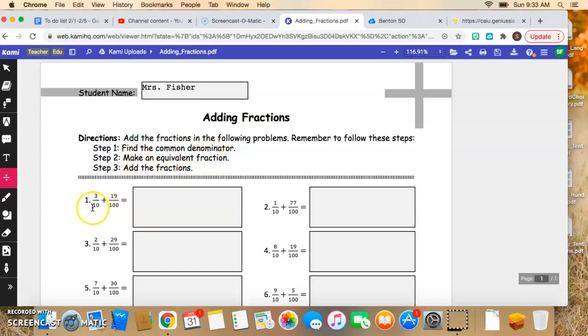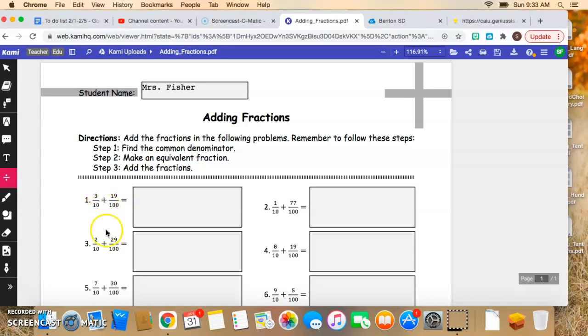First, if we look at these two fractions, our denominators are different. There's a 10 and there's 100. So we need to know how we can get these the same. If we think of multiples of 10, the only number that they have in common is 100. Multiples is when you're counting by that number. You're skip counting by tens. A multiple of 10 would be 10, 20, 30, 40, 50, 60, 70, 80, 90, 100. So the number that they have in common is only 100.